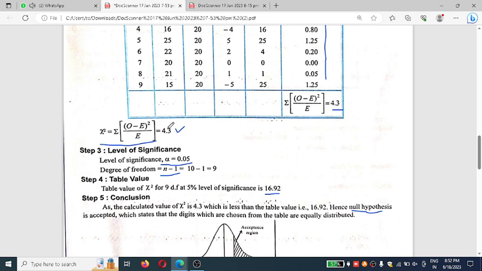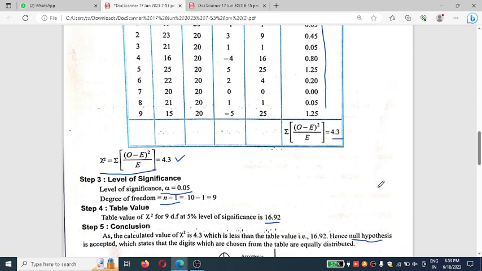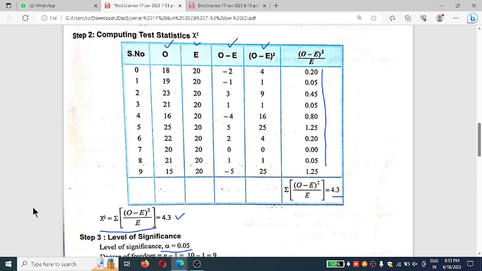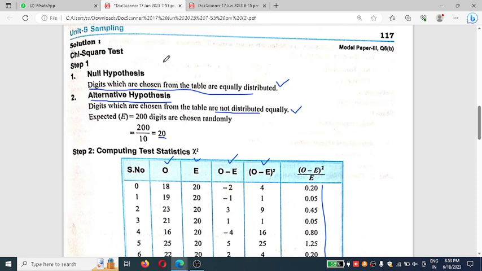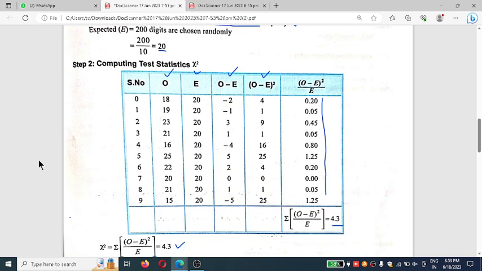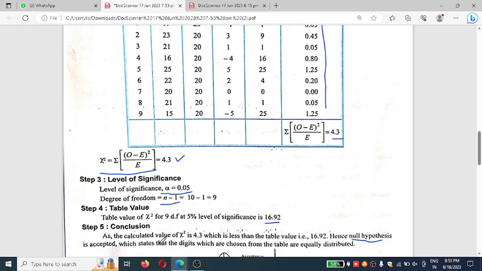Suppose you got a calculated value more than the table value, you will accept the alternative hypothesis. So when we are testing anything, we either accept the null hypothesis, that digits chosen from the table are equally distributed, or we accept the alternative hypothesis. Right now, because the calculated value of chi-square is less than the table value, hence the null hypothesis is accepted.